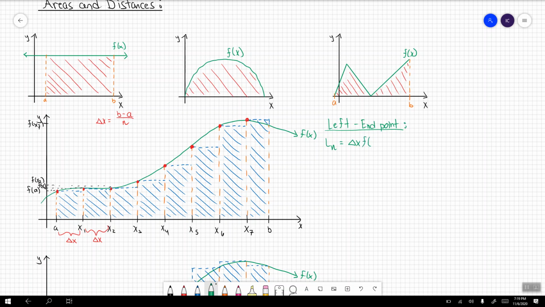f of a can be represented as f of x sub 0, or as we like to call it, f naught. The area for the second rectangle is going to be calculated by, once again, delta x, but this time multiplied by the height of the leftmost endpoint, which will be f of x sub 1.